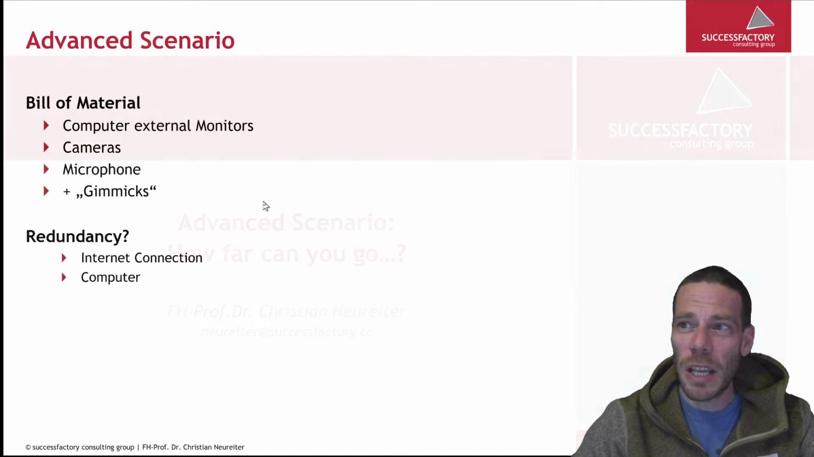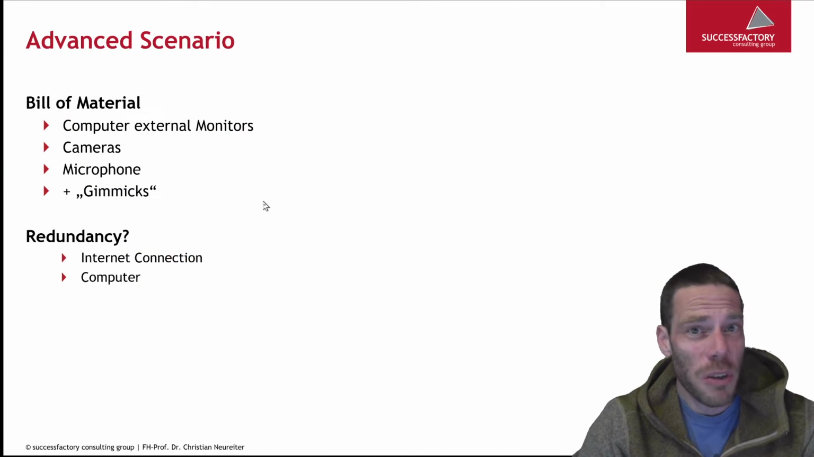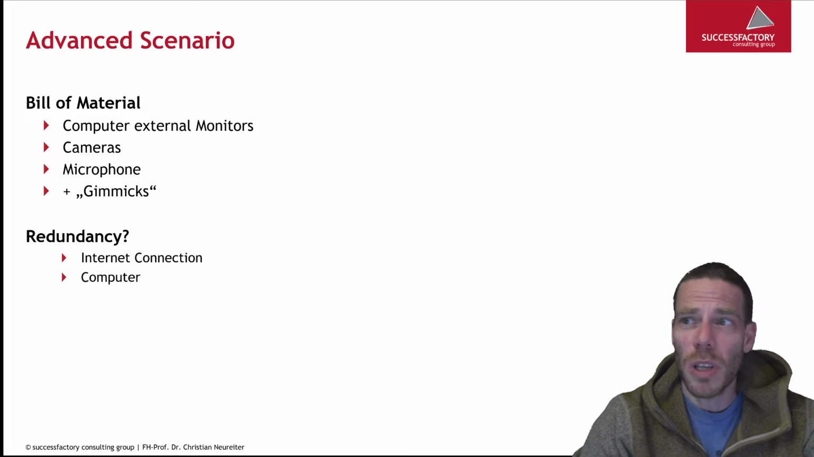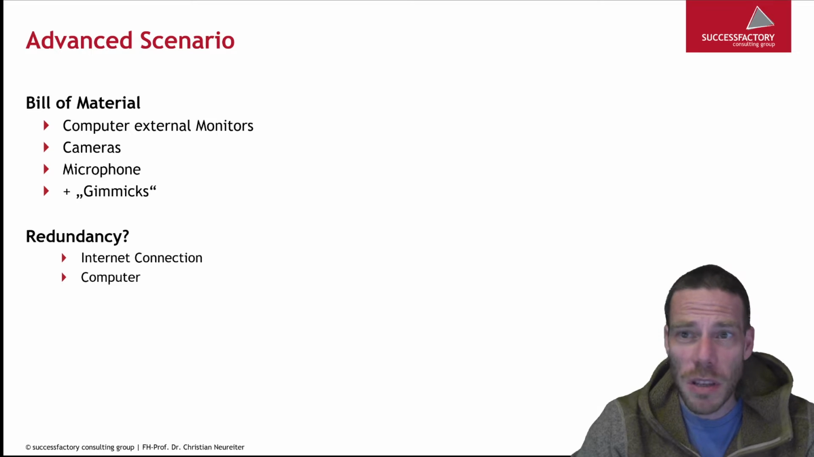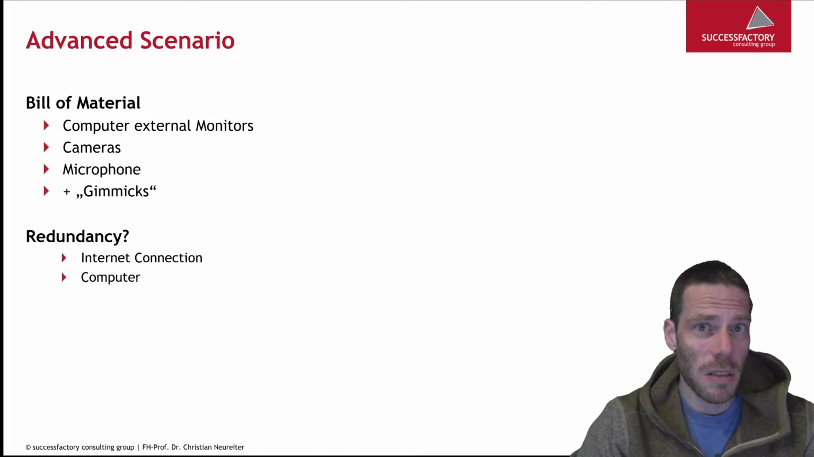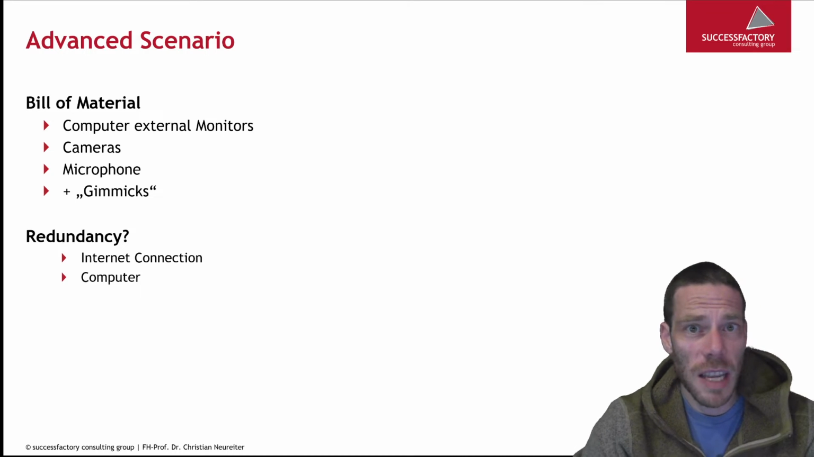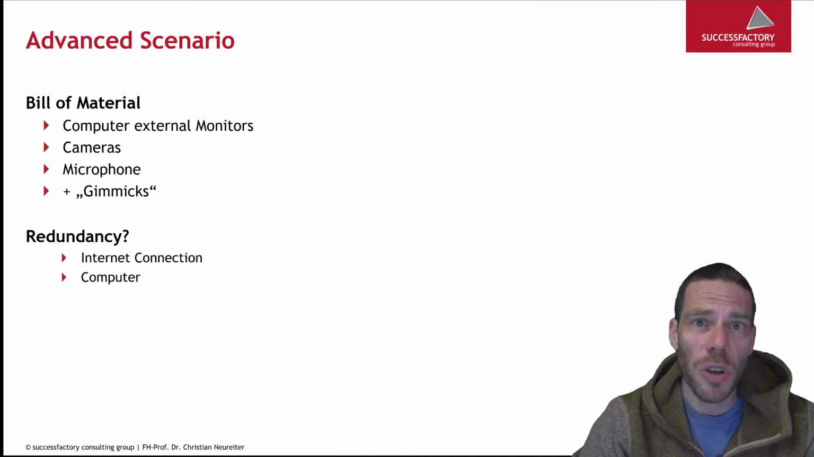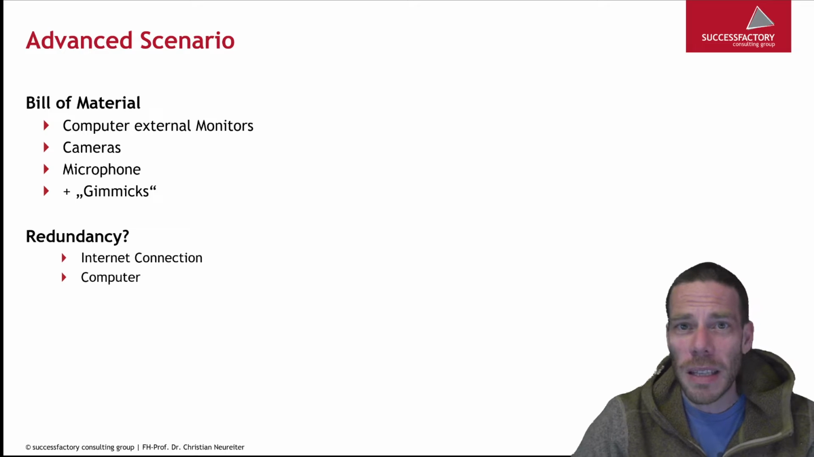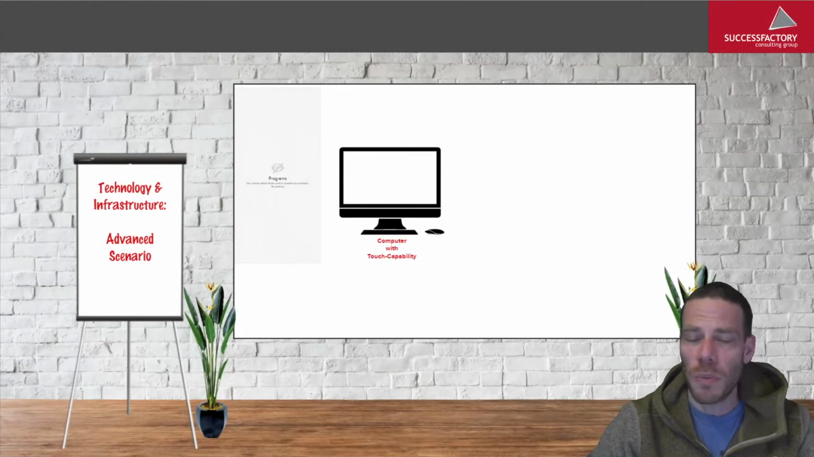What do we need? First of all, for the bill of material, we need of course a computer with probably some external monitors. We need a set of cameras, a microphone, some gimmicks. This is something that we will talk about in the next lecture. And in the end, maybe we need to consider the topic of redundancy. But let's take a look at the setup that we probably could use.